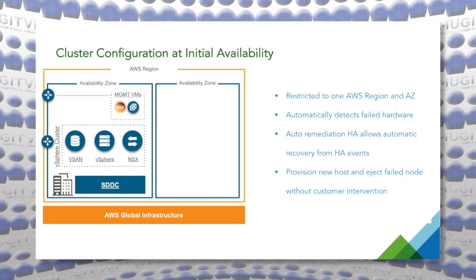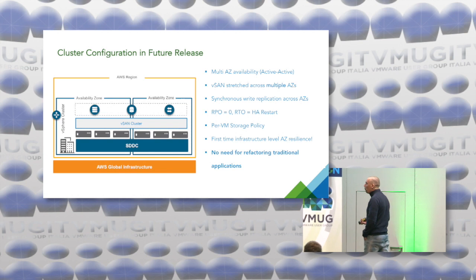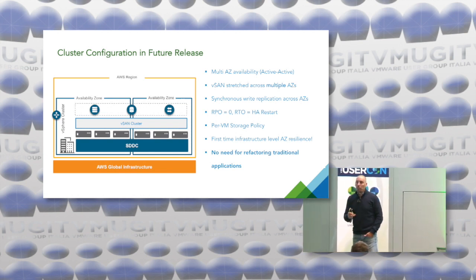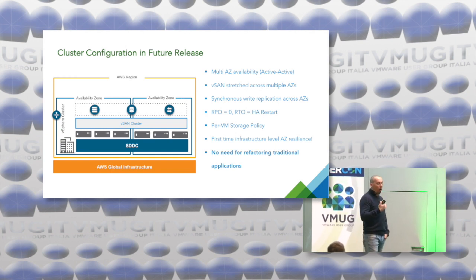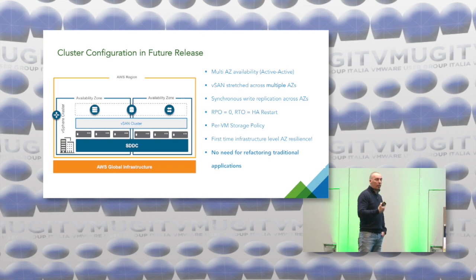So we're working together with AWS to create an environment that spans 2 AZs, actually 3, because you need another availability zone to run the vSAN witness. Now, for the first time ever, we actually solved the problem of creating hardware resiliency across AZs.